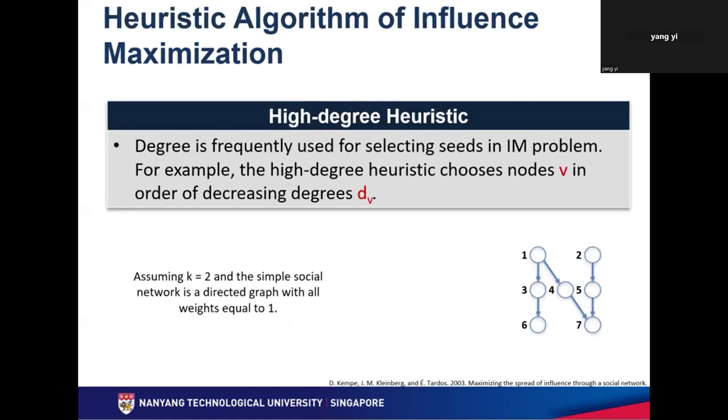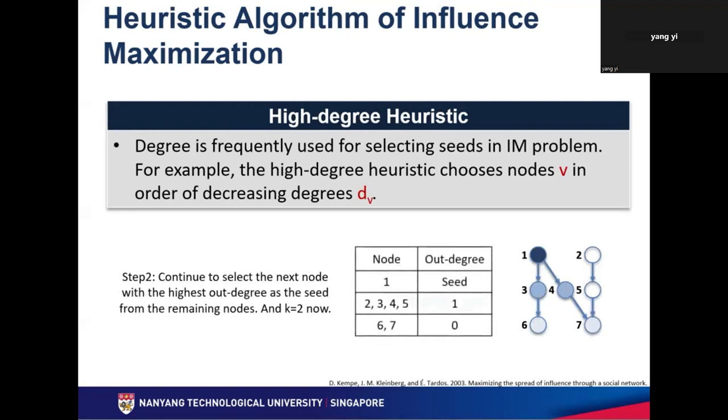Besides the greedy solution or the simulation-based algorithm, there exists another class of solutions based on heuristics. For example, a simple heuristic is based on the degree. The simplest heuristic strategy is to select the node with the highest degree first, and iterate this process. Assume K equal to 2. First we find that V1 has the best degree, so we select it and then the other one also. After that, we carry on the selection.